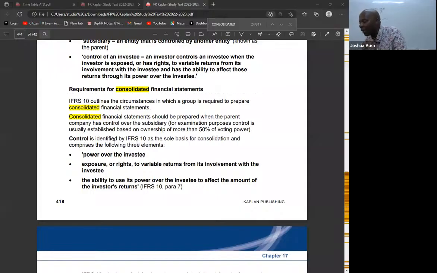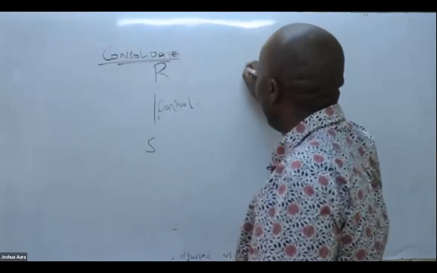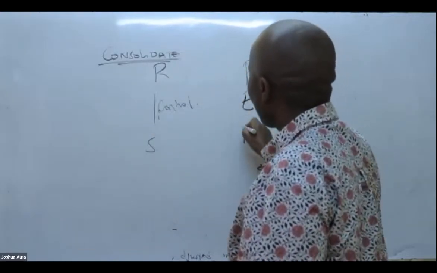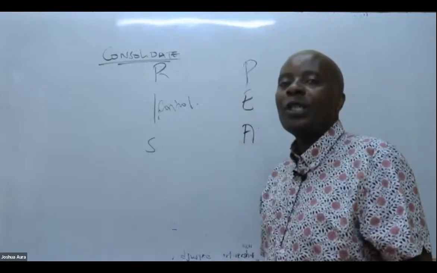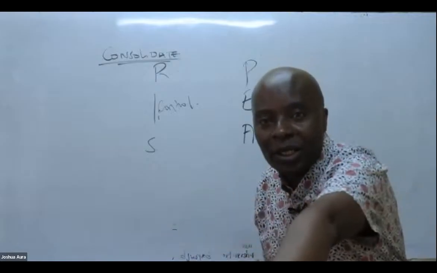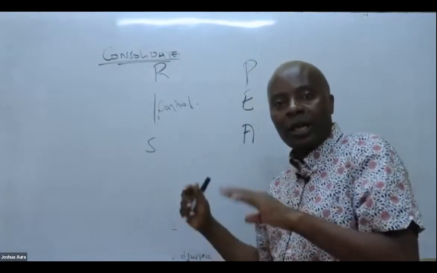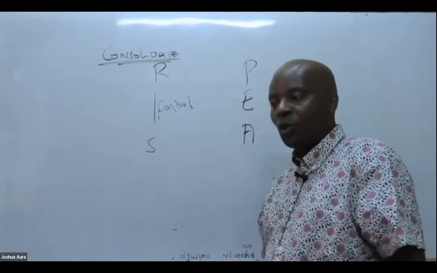Control is identified by IFRS 10 as the sole basis for consolidation, and it comprises 3 elements. And these 3 elements are the ones we shall be abbreviating as PAIR. These are the three things that must exist for us to say that you are a controlling company. If these 3 things do not appear, then you are missing out on something. You don't have any control.